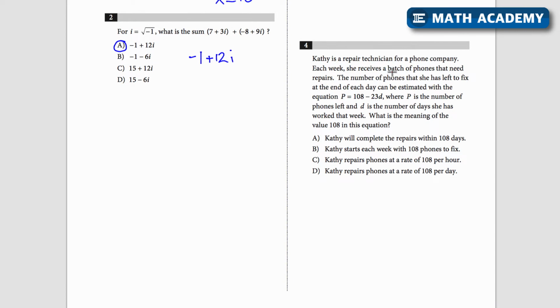Okay, number 4. Kathy is a repair technician for a phone company. Each week she receives a batch of phones that need repairs. The number of phones that she has left to fix at the end of each day can be estimated with the equation P equals 108 minus 23D, where P is the number of phones left and D is the number of days she has worked that week. What's the meaning of the value 108 in this equation?